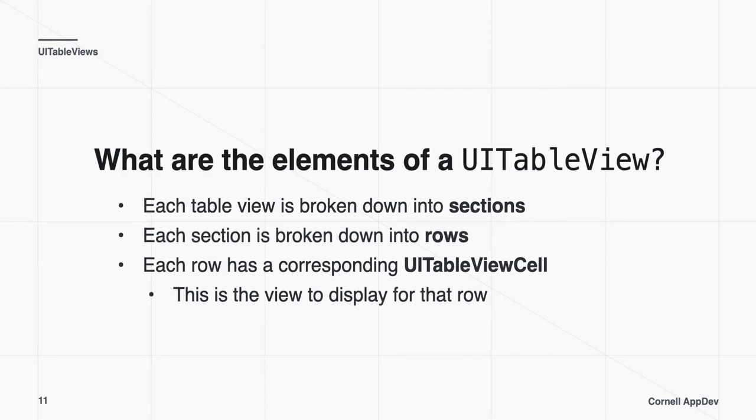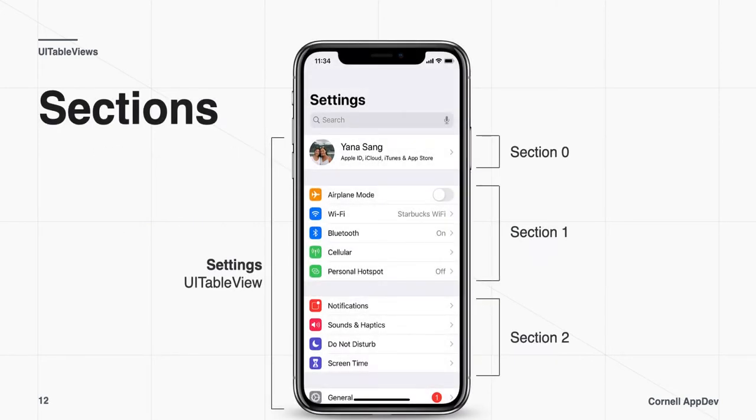So a UITableView is divided into sections, and then within each section you have rows, and each row is a UITableViewCell, and each cell just displays the information you want. We can look at a more concrete example. In the settings screen, you can see there are multiple sections. The first section, section 0, is your name and so on. Then section 1, section 2, and if you go on, there are more sections. Here in this screen, you can see there are 3 sections shown in this table view.